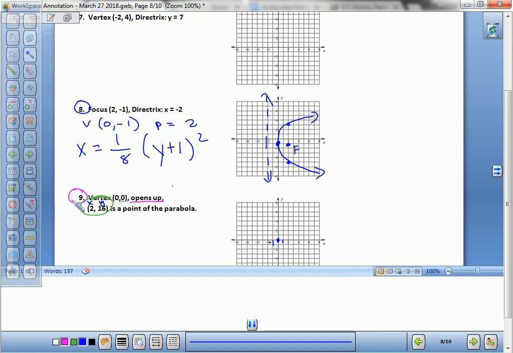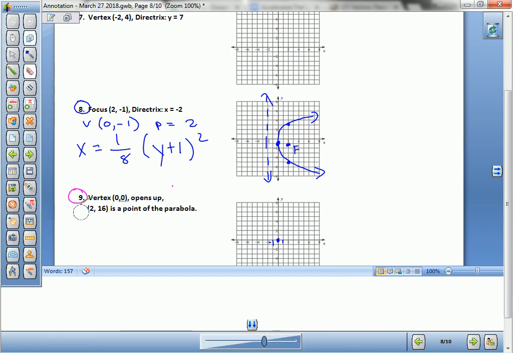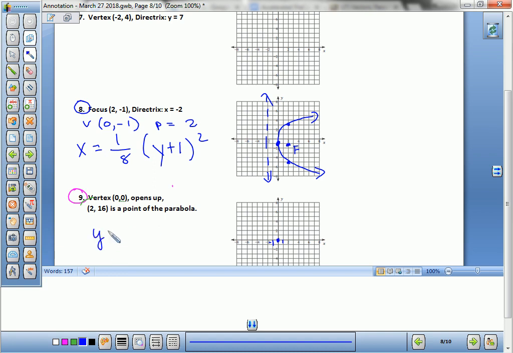All right, number 9 you actually could see on the SAT. If the vertex is here, it opens up and it passes through this point. So if the vertex is (0, 0) and it opens up, we know it's y equals something times x squared. They didn't give me the focus, they didn't give me the directrix. So that 1 over 4p doesn't really help me. That's helpful if I have the focus or directrix. So they gave me a point.